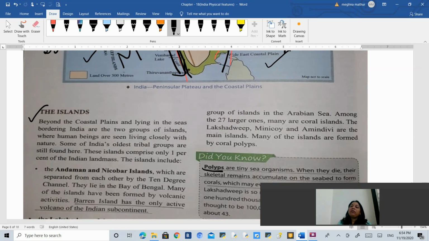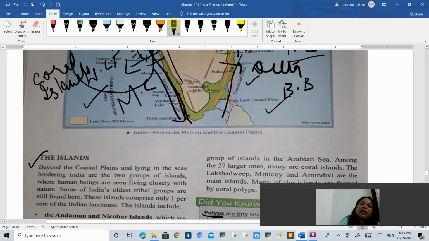Whenever they die, when the water and the humidity are not there, their skeleton remains over there. When the skeletons accumulate, they turn into a kind of island. It becomes very hardened because the skeleton is hard, and it turns into an island. That is why in the Lakshadweep Islands you will find many tiny islands which are made of coral, formed by these polyps, which are very tiny sea organisms.